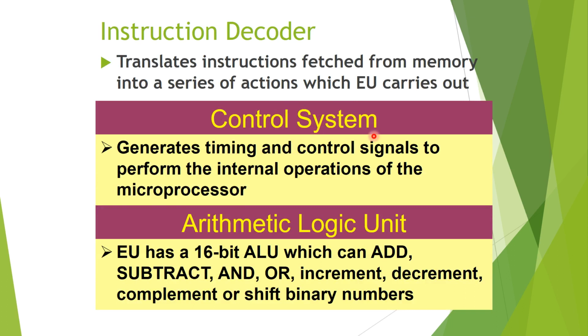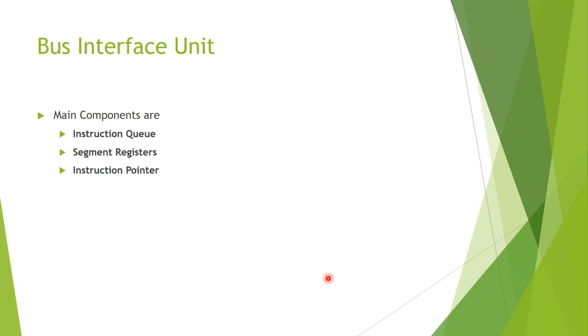Then we have the control system. This control system is again used to generate the timing and the control signals to perform the internal operations of the microprocessor. Then we have the arithmetic and logical unit. Again, it is 16-bit and it is used to do the arithmetic and the logical operations. Then we have the bus interface unit. The main components of the bus interface unit are the instruction queue, segment registers, and the instruction pointer.